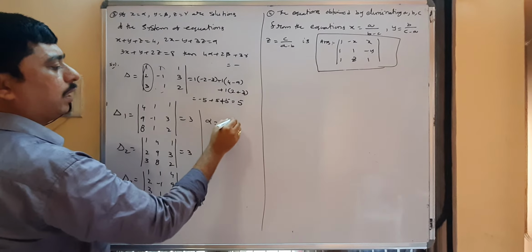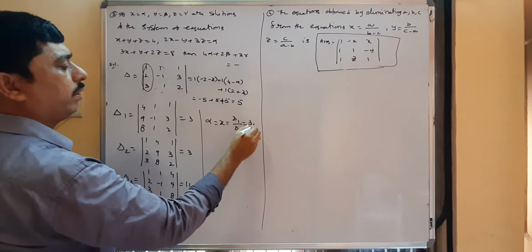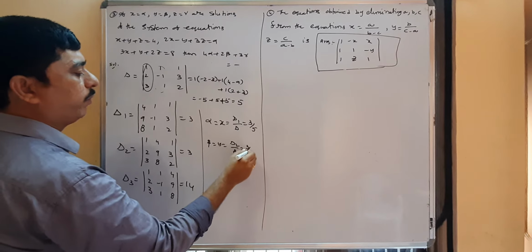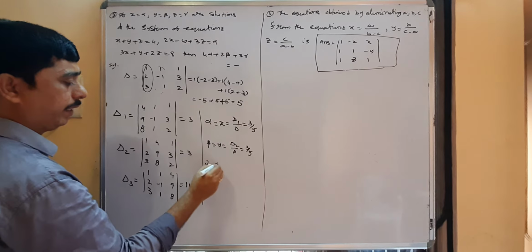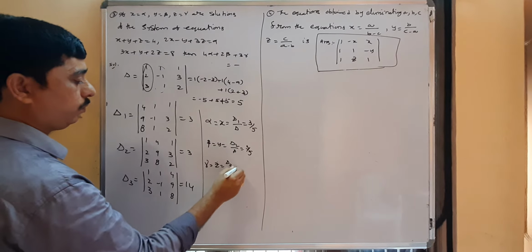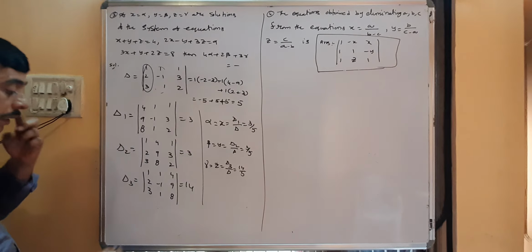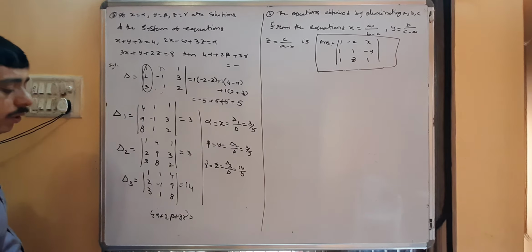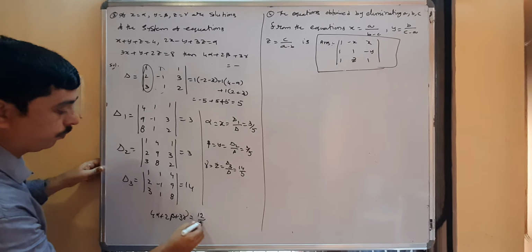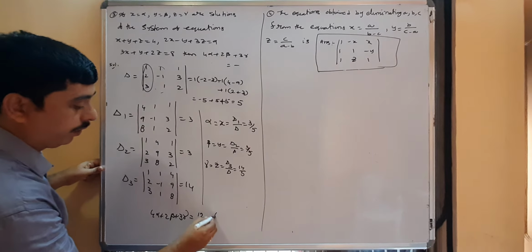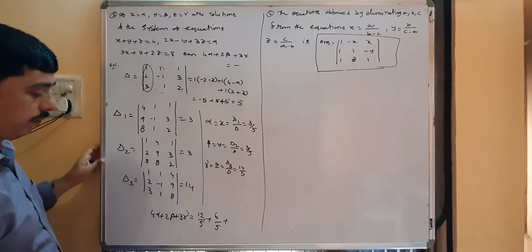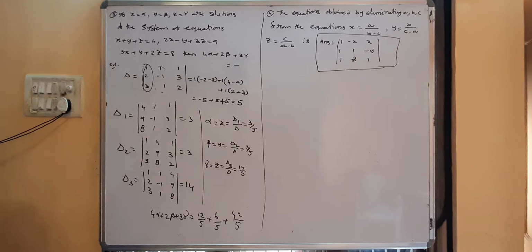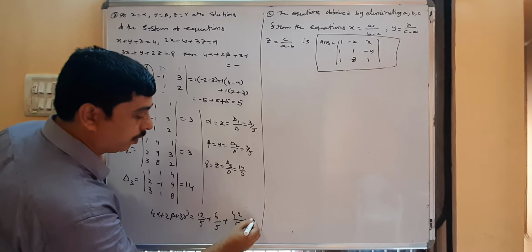Then alpha is x, that is delta 1 by delta, 3 by 5. Beta is y, that is delta 2 by delta, 3 by 5. Gamma is z, that is delta 3 by delta, 14 by 5. They are asking 4 alpha plus 2 beta plus 3 gamma. 4 into 3 by 5 is 12 by 5, plus 2 into 3 by 5 is 6 by 5, plus 3 into 14 by 5 is 42 by 5. So in total we get 60 by 5, which means 12.